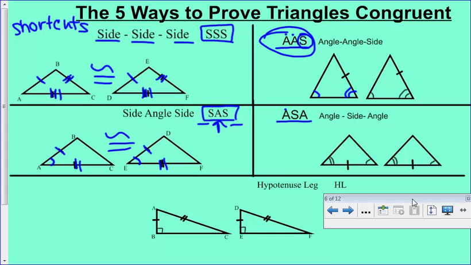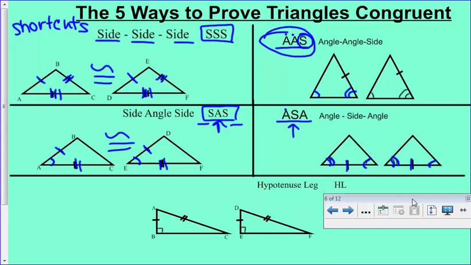Now, down here, the side is literally in between the two angles that are marked congruent, okay? So it has to be this order, either angle, angle, side, or angle, side, angle. And we'll do some practice on marking and making sure the order is correct.